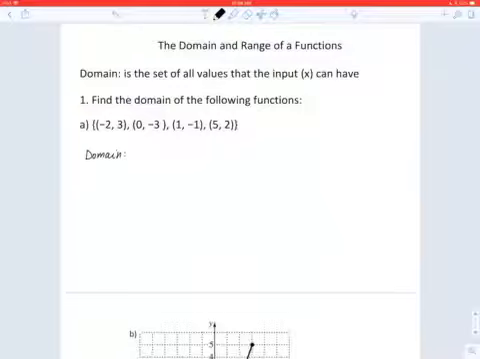This video is about finding the domain and the range of a function. So the domain is the set of all values that the input can have, the x can have.